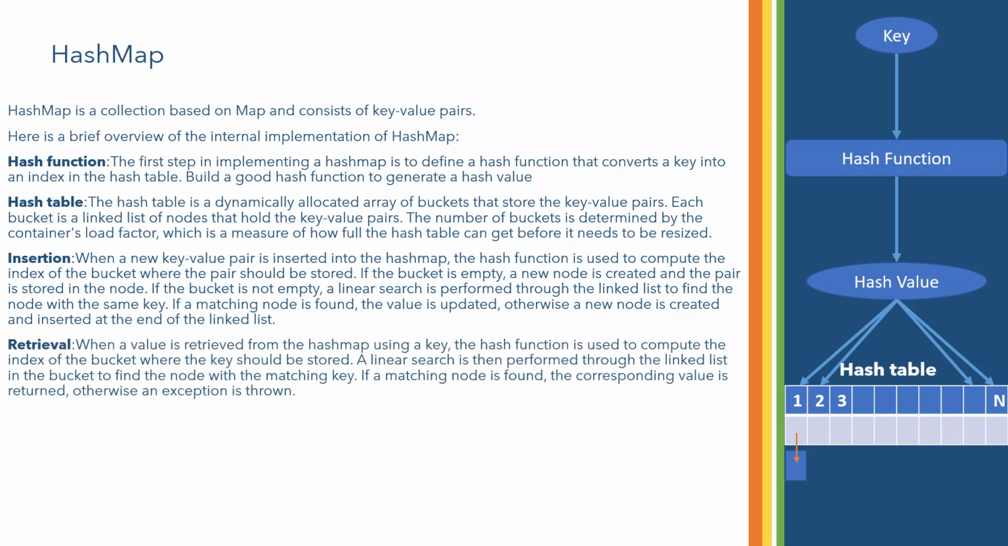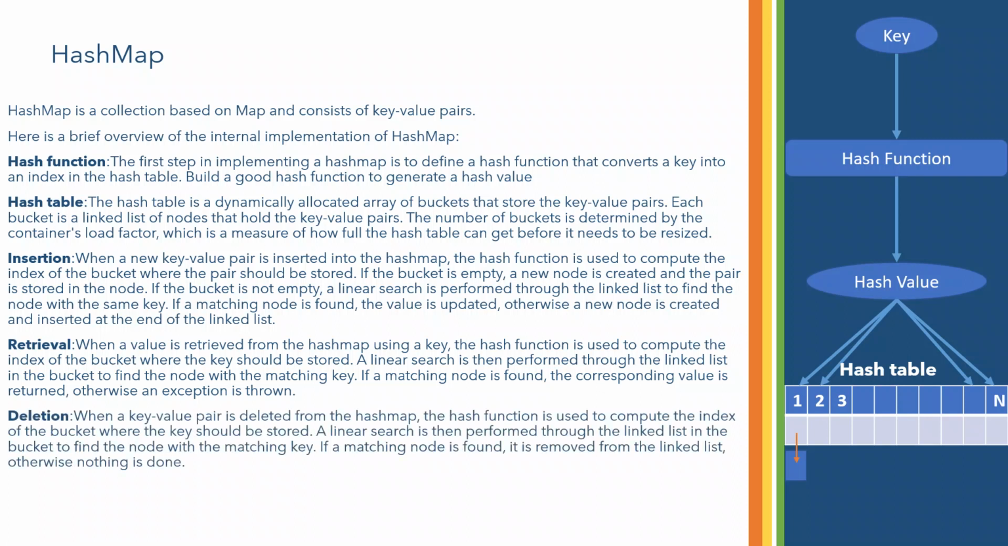Retrieval. When a value is retrieved from the hash map using a key, the hash function is used to compute the index of the bucket where the key should be stored. A linear search is then performed through the linked list in the bucket to find the node with the matching key. If the matching node is found, the corresponding value is returned. Otherwise, an exception is thrown.